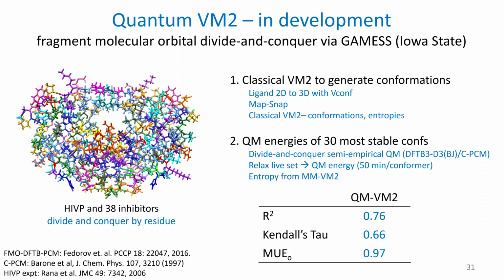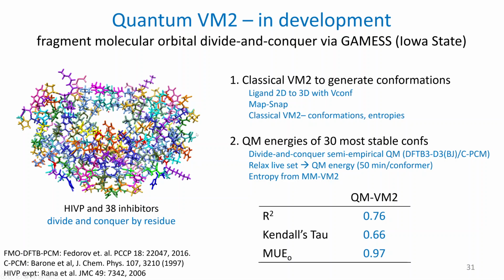I want to show you just one slide on this method that's in development but is operational now, called Quantum VM2 or QMVM2. The basic idea here is that we use a divide and conquer method available in the open software GAMESS from Iowa State to treat the whole protein and the ligand quantum mechanically. The way this run works is that we start off with a classical VM2 run, just like the ones I've been talking about, to generate the conformers and get the configurational entropies of each of the conformations. So this will be a ligand.